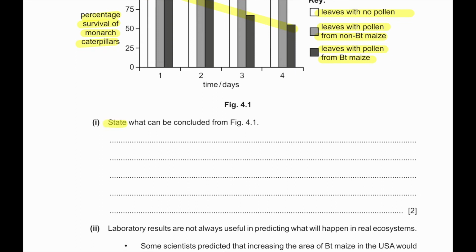State what can be concluded from figure 4.1. So basically we can say pollen from Bt maize does kill the caterpillars. Pollen from non-Bt maize does not harm caterpillars, and eating leaves with no pollen does not kill caterpillars as well. As the number of days of eating pollen from Bt maize increases, more caterpillars are actually dying.